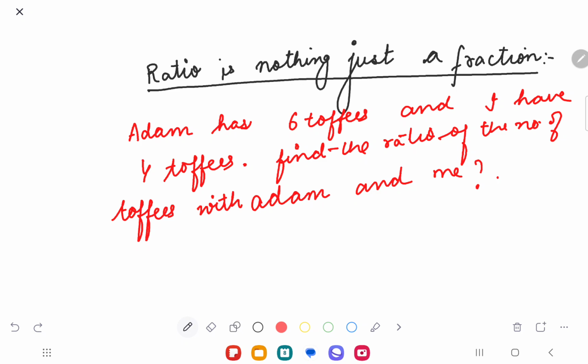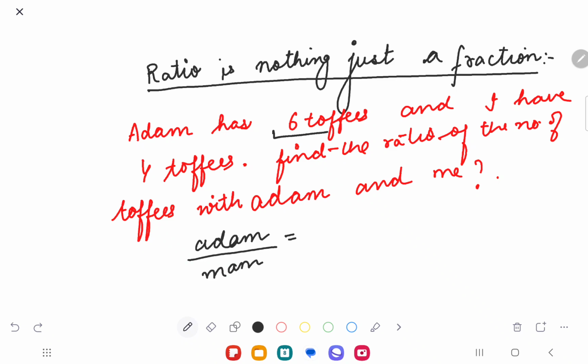Now, how would you find the ratio? What exactly is happening? Just see. When I say this particular part, Adam, understand what you would be writing. You would say, okay ma'am, I have six toffees, so I have to make a fraction. Ratio is nothing but just a fraction. So you say Adam over ma'am. That's the fraction.